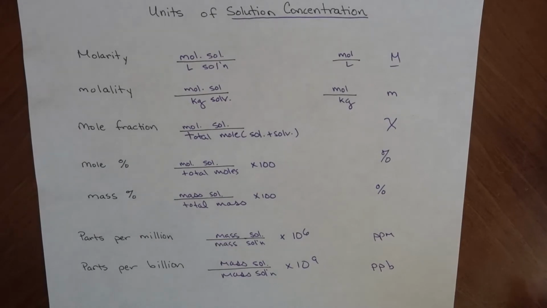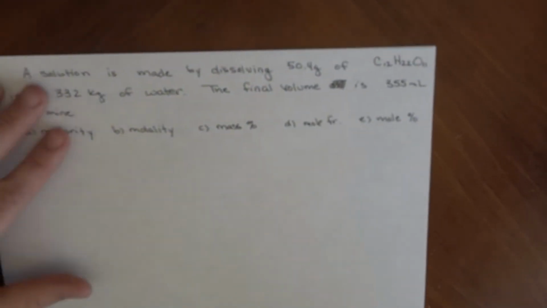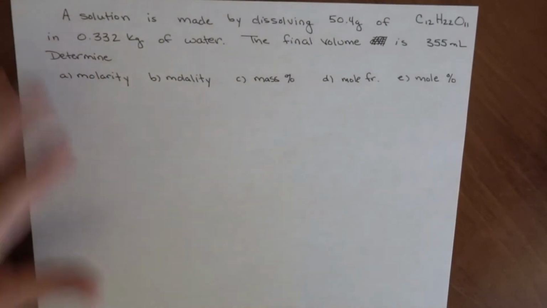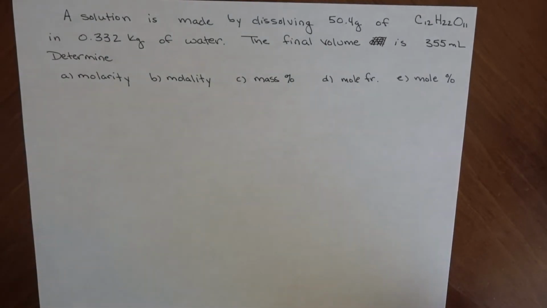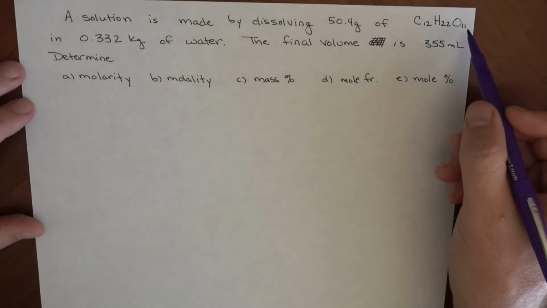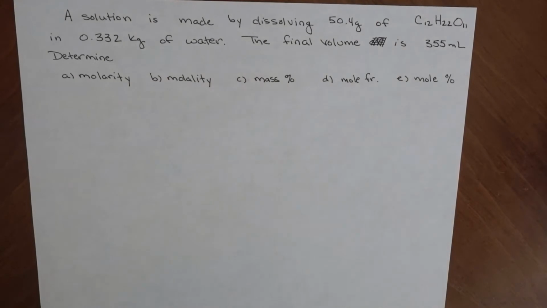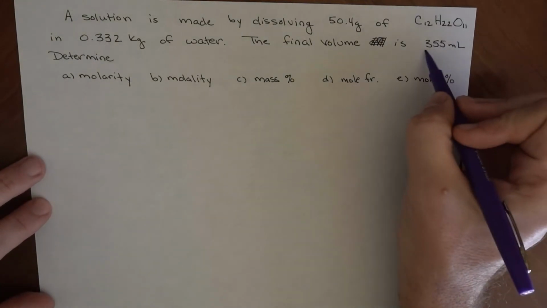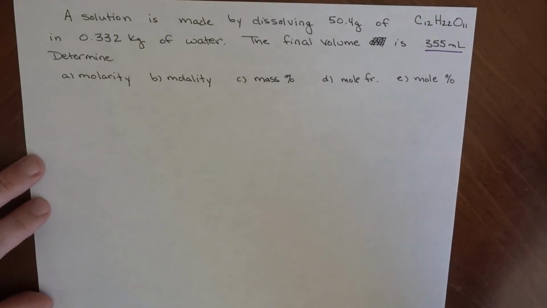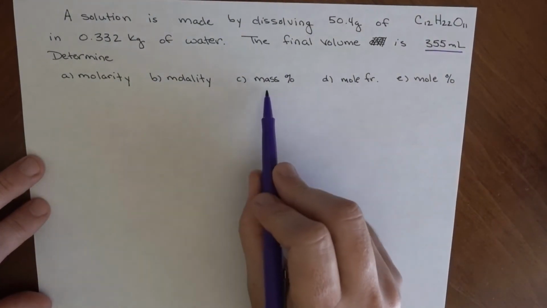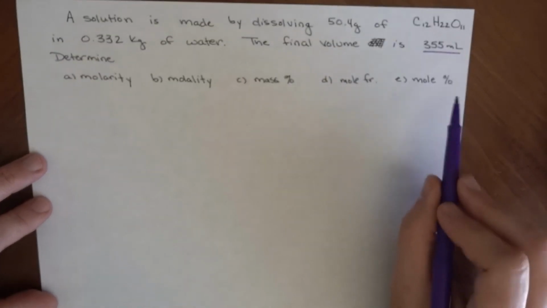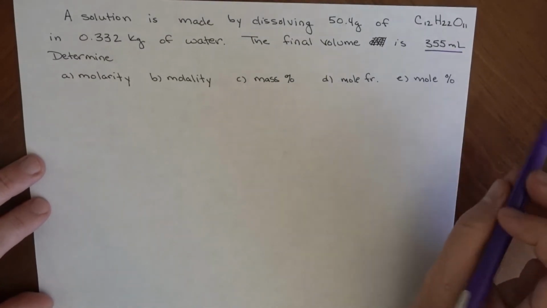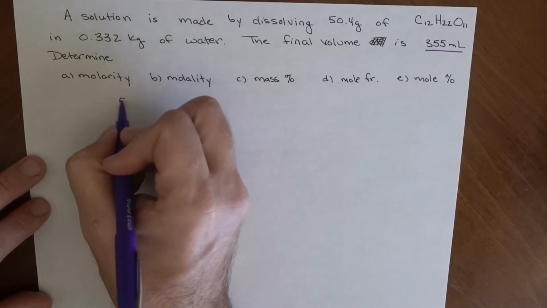So those are all the different ways that we can represent concentration. But let's see how you might actually see this in a problem setting. So here we go. We've got a problem here. We've got some sucrose, C12H22O11, in 0.332 kilograms of water. The final volume is 355 mL. So we want to figure out what the molarity, molality, mass percent, mole fraction, and mole percent is for this entire thing. So a first step is to convert to moles.